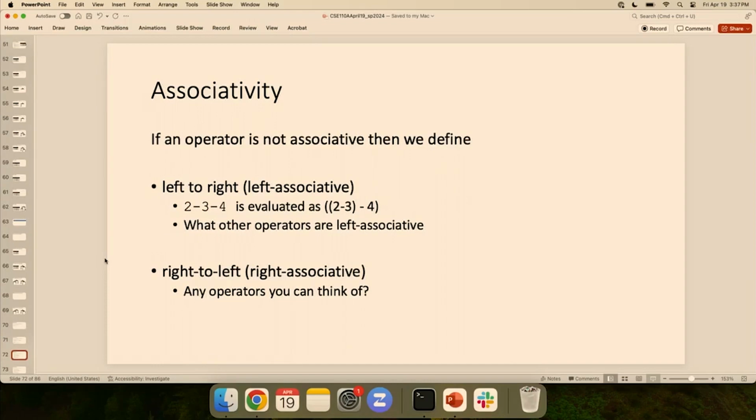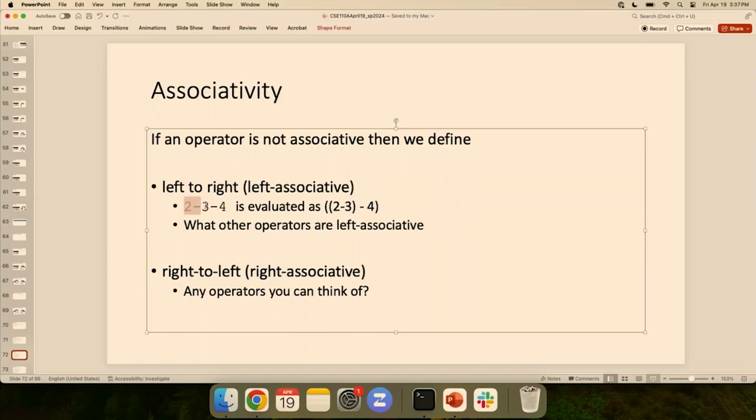So if an operator is not associative, then we define left to right associativity, meaning you read it like you read a sentence in English. You start with your left and you go to the right. So you say 2 minus 3, and then the result of that minus 4. So basically you have these implicit parentheses that start from the left and go to the right. Do we have any right to left associativity operators? Can anybody think of any? Do we have any operators where we start from the right and go to the left?